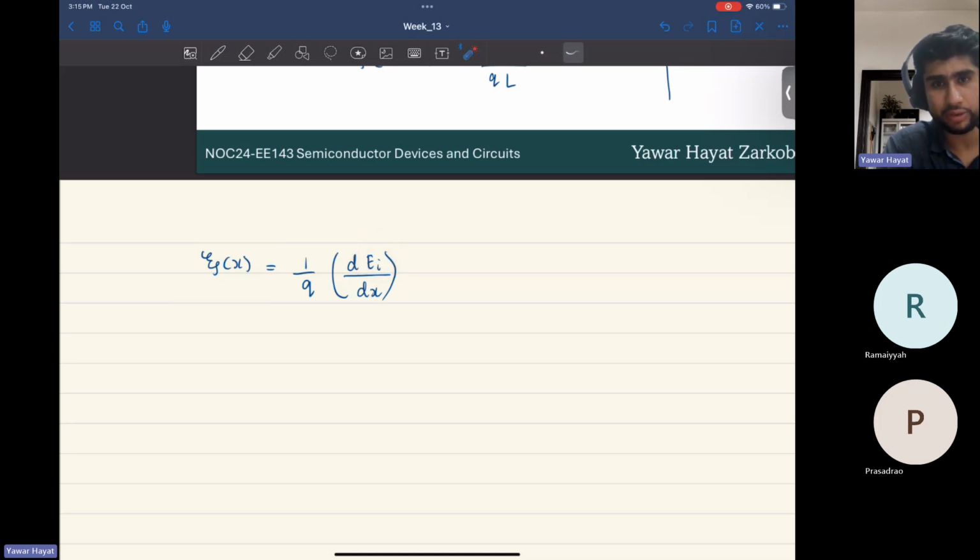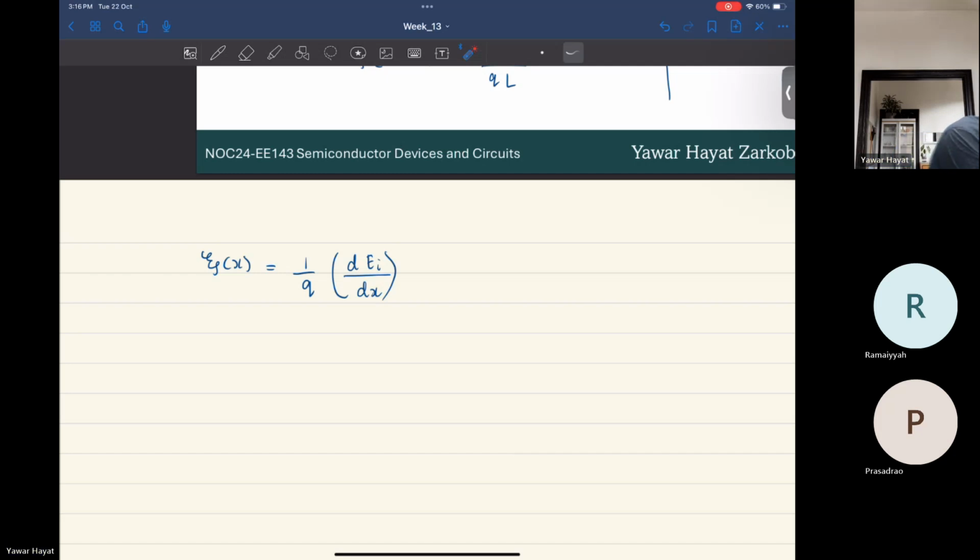And once I know Ei of X, the rest of the profiles, for example, the conduction band profile and the valence band profile, will follow suit, right? Why? Because they follow the intrinsic level, right? And why do they follow the intrinsic level? Both are equidistant from Ei intrinsic. Yeah, so that has to be the case, right?